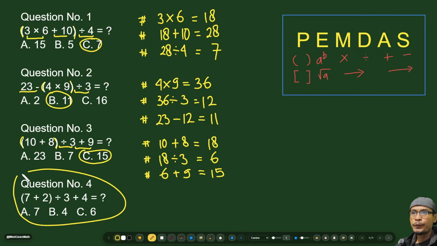Question number 4. 7 plus 2 in parentheses divided by 3 plus 4. Option A, 7. B, 4. C, 6. I'm not going to solve this one. You have tools now. Pause the video, solve it on paper, and write your answer in the comments. A, B, or C. Take your time.